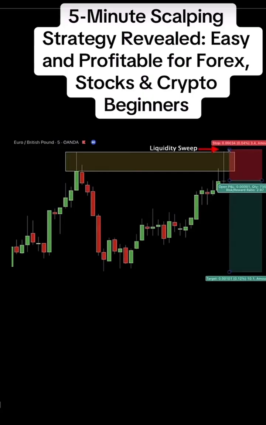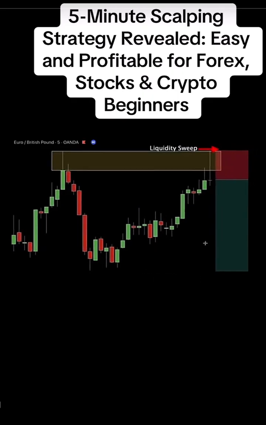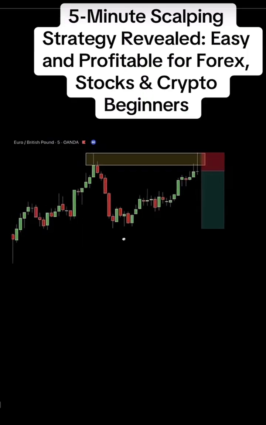Now, you can place your entry at the close of the doji-tailed bar. Set your stop loss just above the high of the tail. For your take profit, target the next support level. Use the set and forget approach and allow the trade to unfold without constant monitoring.